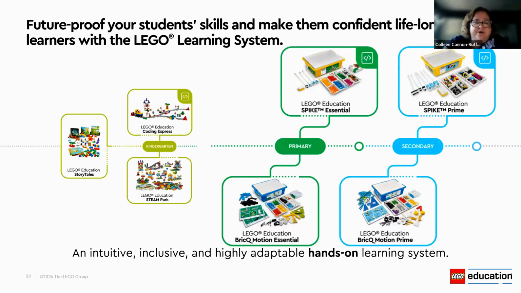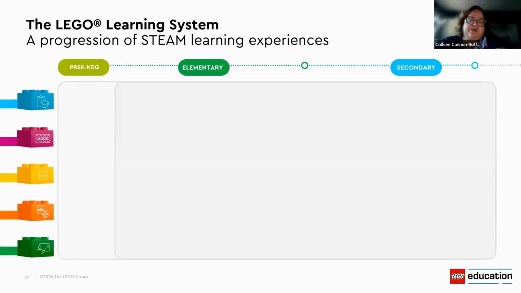The solutions above the line are what we consider our digital solutions: Coding Express, Spike Essential, and Spike Prime. Those are the ones that I'm going to focus on today and kind of talk our way through. The components of our learning system are these 5, right? They start with the units and the lesson plans.